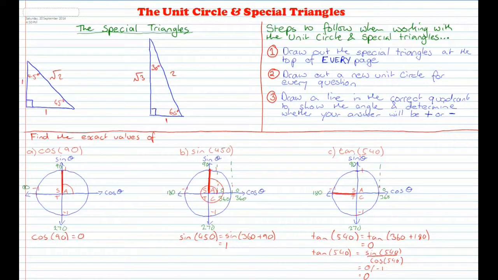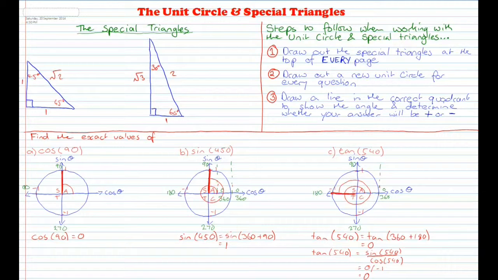Now for tan of 540, that's the same as saying tan of 360 plus 180. So what I do is I go here all the way around to 360 plus 180, and that's going to get me around to this point here. Now how high up along this imaginary line is this point here? Well, it's at 0, isn't it? So therefore tan of 540 is actually equal to 0.